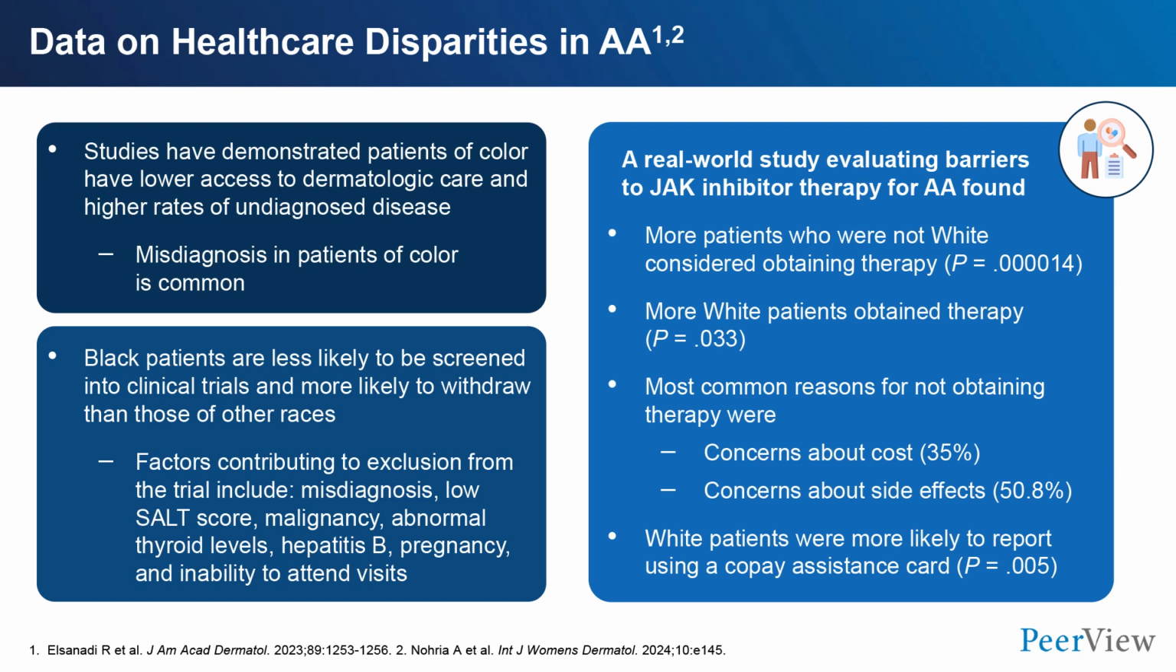The real-world study evaluating barriers to JAK inhibitor therapy for alopecia areata shows that more non-white patients considered obtaining therapy, so that's good. But unfortunately, more white patients actually obtained therapy. The common reasons why people did not go on therapy included concerns about cost and concerns about side effects. White patients were more likely to report using a copay assistance card. So these are things that we need to look into when our patients come into the office. It's not just simply, well, you need a JAK inhibitor. It's, okay, how can we make sure that you actually get this medication that you actually need?